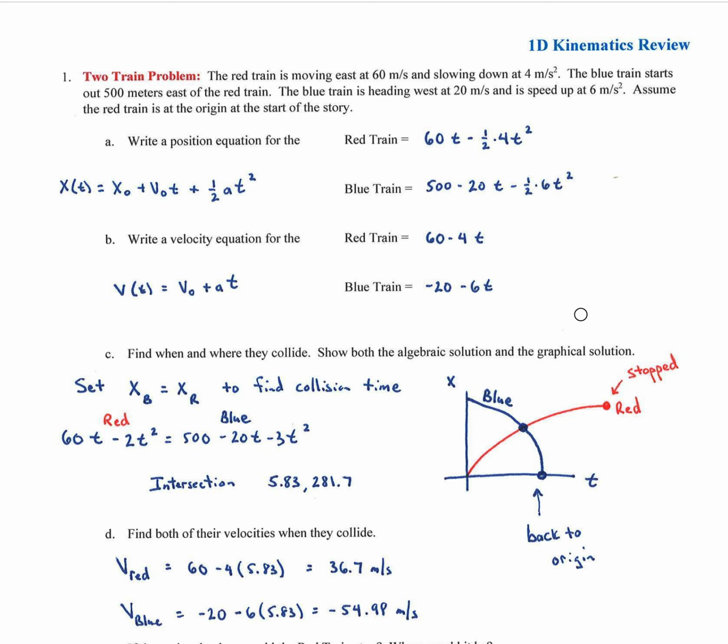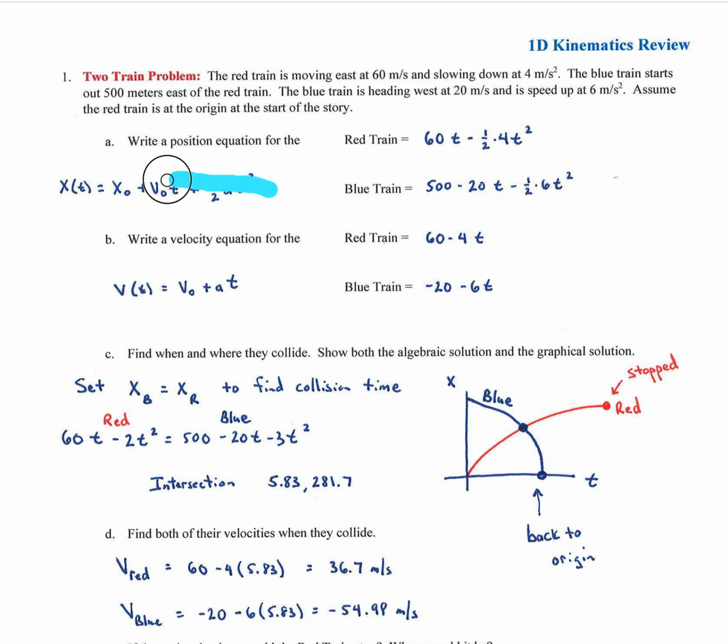1D kinematics review, and we start out looking at the two trains. So we have a red train and a blue train, and you're given information about the direction they're moving, how fast they're moving, and whether they're speeding up or slowing down, and their starting position. And I ask you to write the position equations and the velocity equations for both.